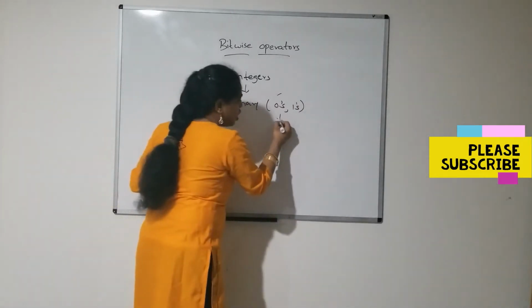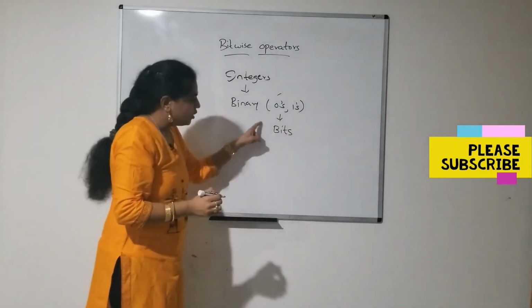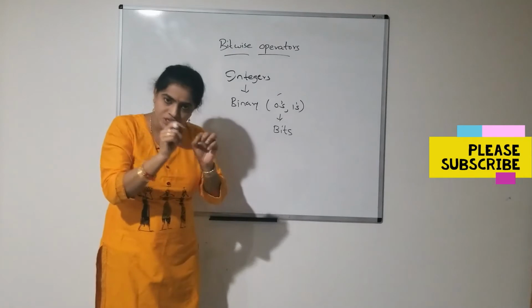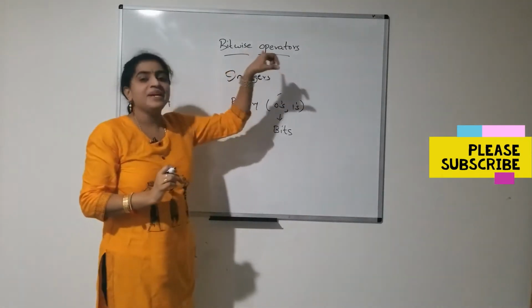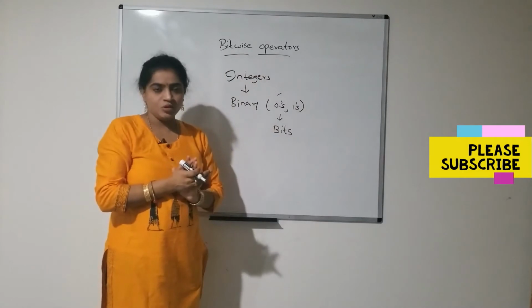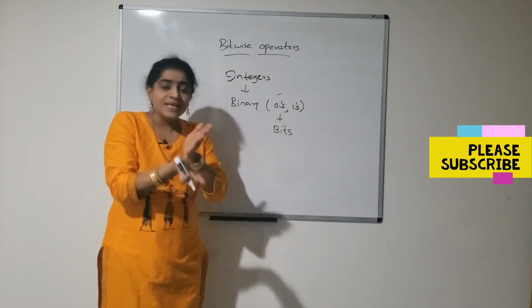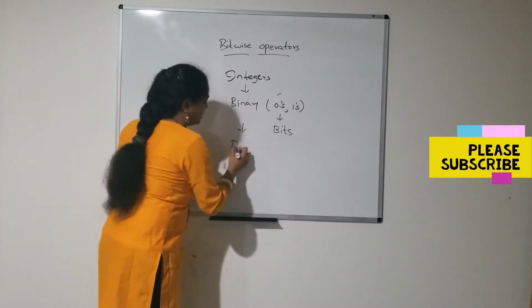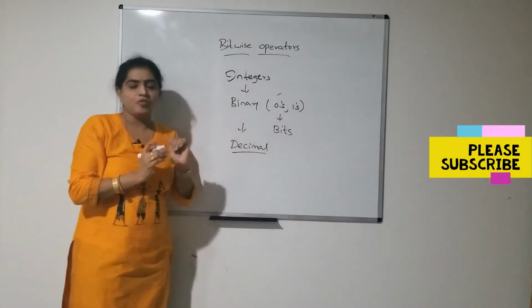Zeros and ones are called bits, right? So all operations will be performed on these bits, bit by bit. That's why we call these bitwise operators. After performing all the operations on those bits, the result is again written in decimal format.